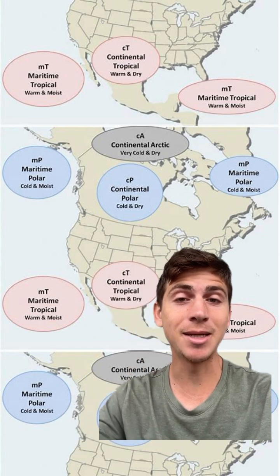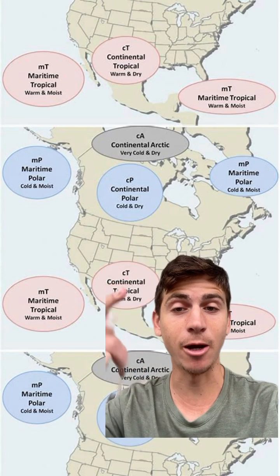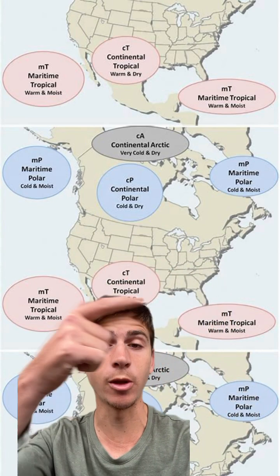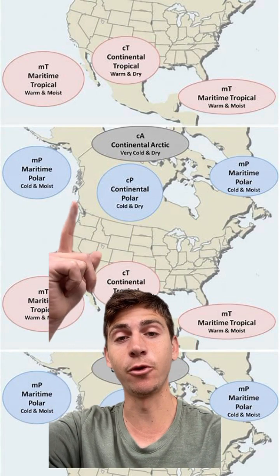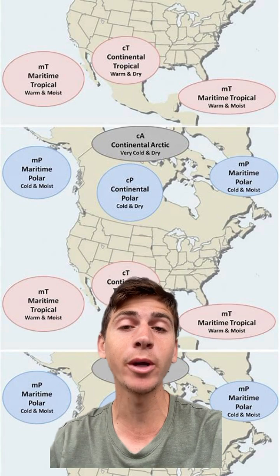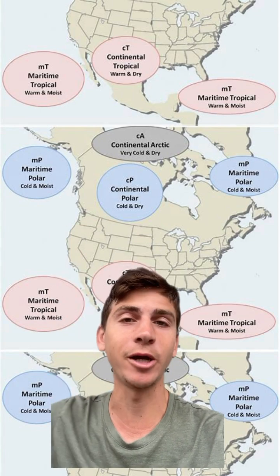Air over land is dry air, and we call that continental air. Air further south is warmer, so we call that tropical air. And air over water is maritime. You can see that even further north, air that's cold, we call that polar air, and air extremely cold, we call that Arctic air.